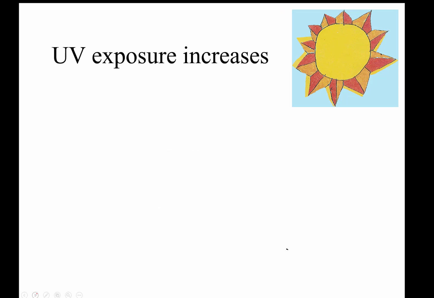So UV exposure increases the rate of melanin production. So this is what accounts for things like tanning, right? So if I spend a lot of time in the sun, even though I'm a very pale, pasty individual, I'm probably going to get darker over time because my UV exposure is up, and so my melanin production also needs to rise.